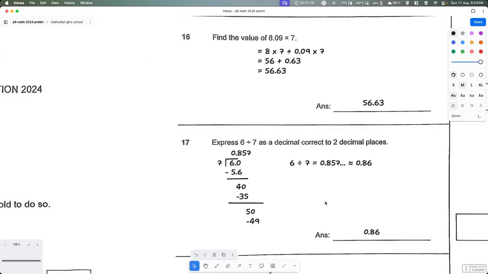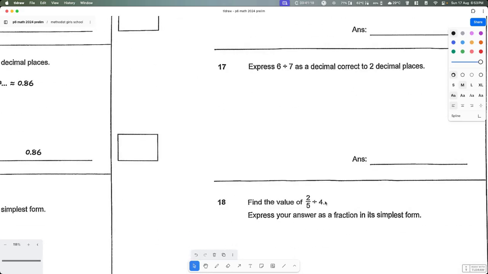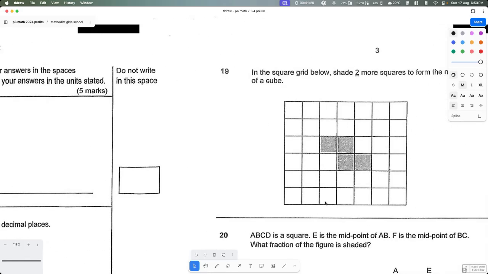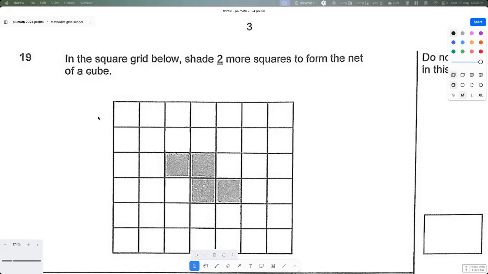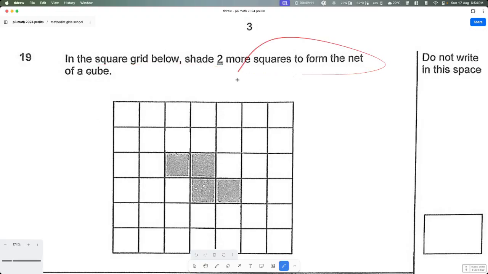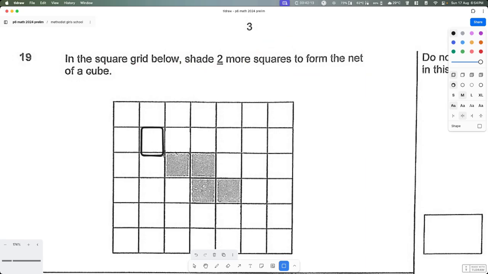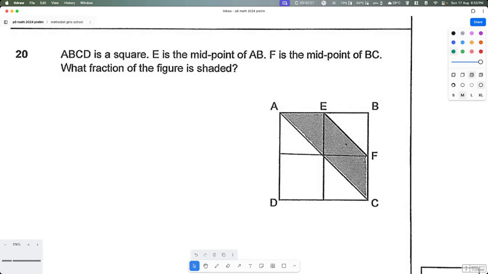Whoa, it's the same question. Deja vu. Okay, 19. So question 19 says, in the square grid below, shade 2 more squares to form the net. There are many ways to do it, but I'm just going to show the easier way, which is this, right? Just these 2. You got it in the bag. That's it. Let me just put in green so it's easier to see. Okay, let's move on to question 20.